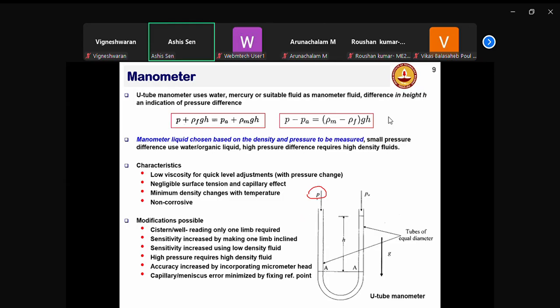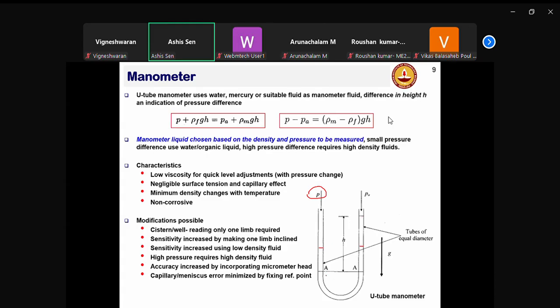Now if this pressure P is different from the atmospheric pressure, depending on whether P is greater than PA or P is less than PA, you see that this level on the left and right will be different, right? So in this case, let's say P is greater than PA. So the liquid level in the left will go down and liquid level in the right will go up. Okay, let's say initially both these levels were somewhere here, right? And since this pressure is greater than atmospheric pressure, the level here has gone down and the level here has gone up.